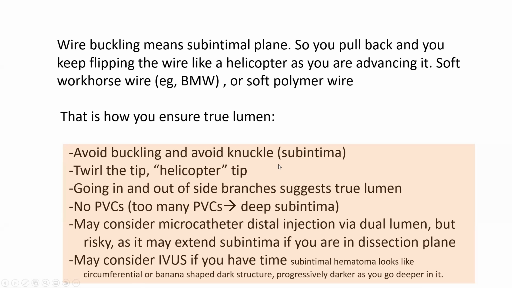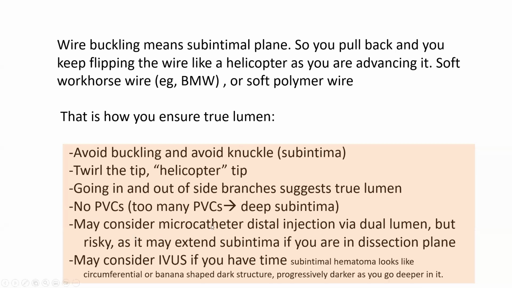Avoid buckling and avoid knuckling, which could mean subintima and subintimal propagation. Twirl the tip, helicopter that tip. Going in and out of side branches usually suggests true lumen, so it's reassuring. Avoid PVCs. If you see too many PVCs, that means you're in the deep subintima. Again, pull back and rewire.